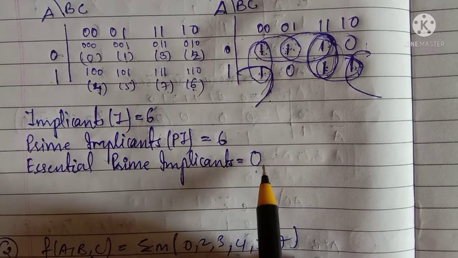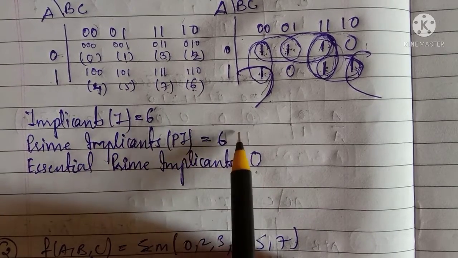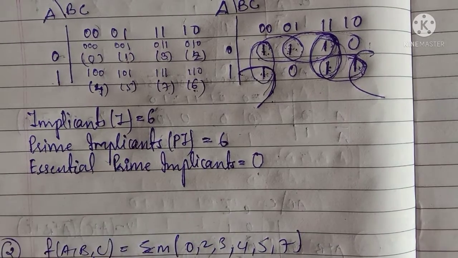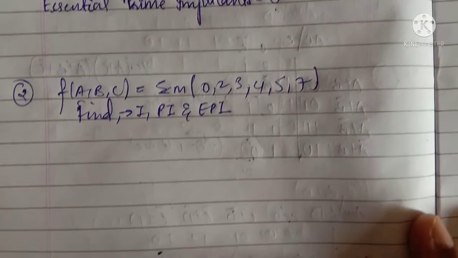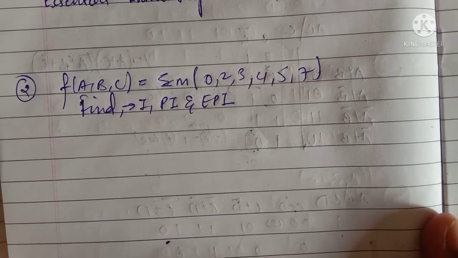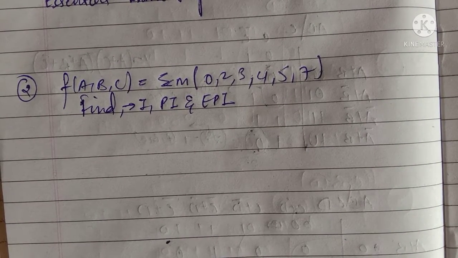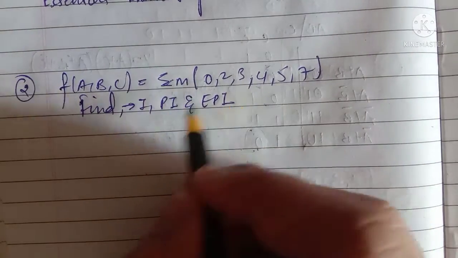Okay, what is the prime implicant? We'll see one more example so it will be clearer. So I took one more example. Same as before, you need to find the prime implicants and the essential prime implicants, and the min terms are given.